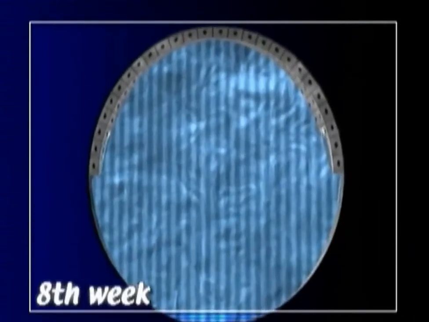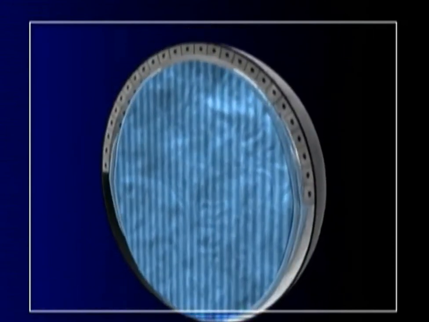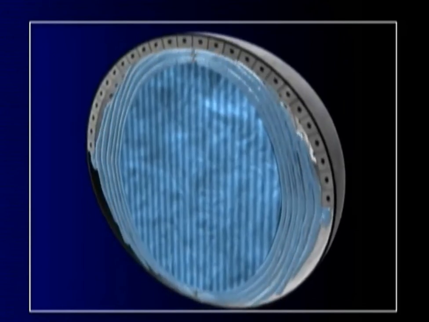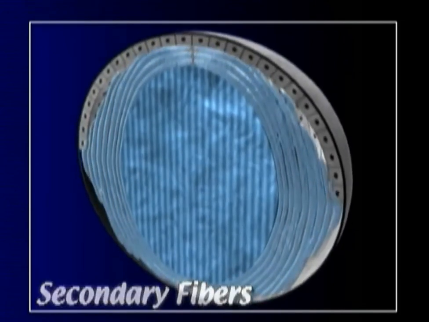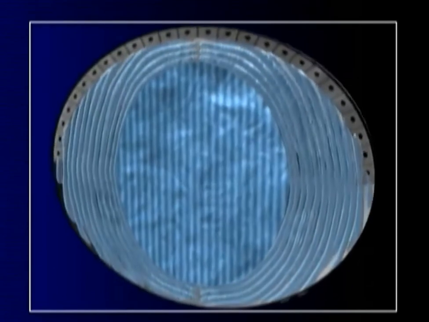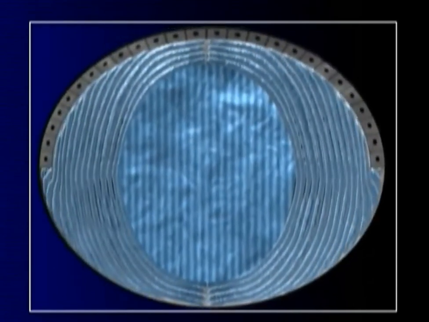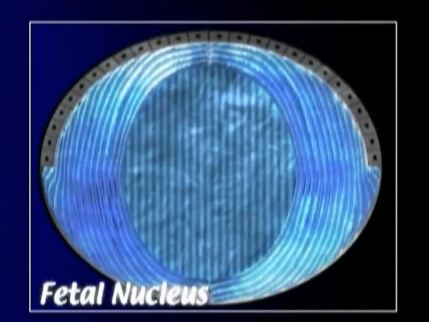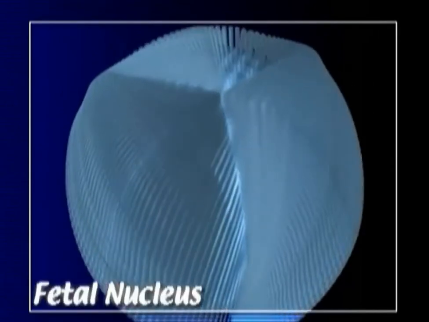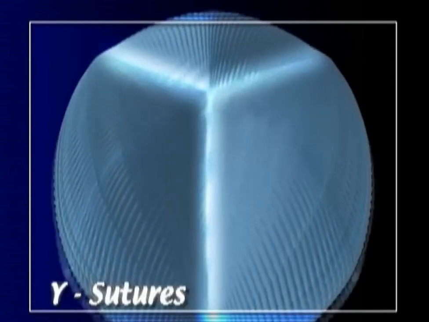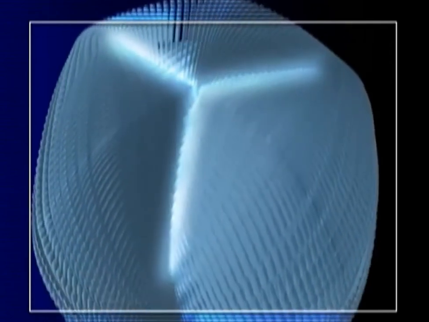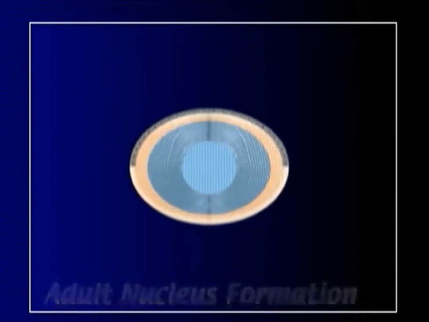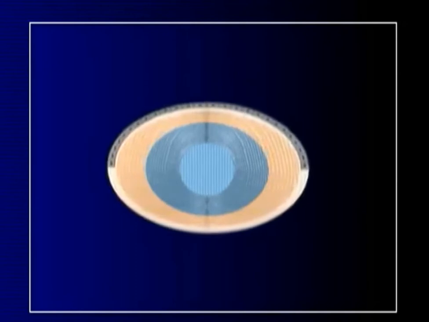On the 8th week, the epithelium cells of the lens equator begin to divide, and their stretched daughter cells turn into secondary fibers of the lens that are simultaneously added to the surroundings of the embryonic nucleus. On the 3rd month, it is possible to distinguish the fetal nucleus. On the site of the junctions of these fibers, Y sutures are made. After this period, the sequential deposition of fibers around the fetal nucleus will determine the adult nucleus.